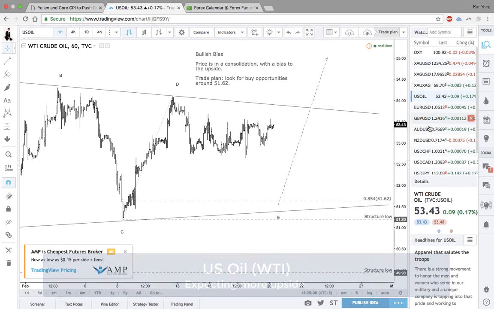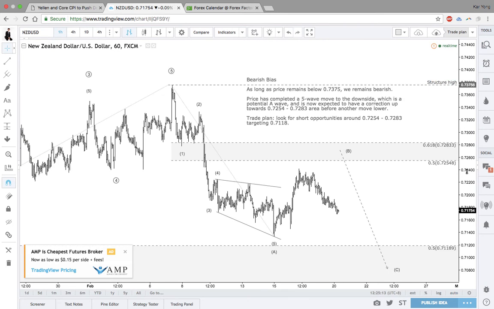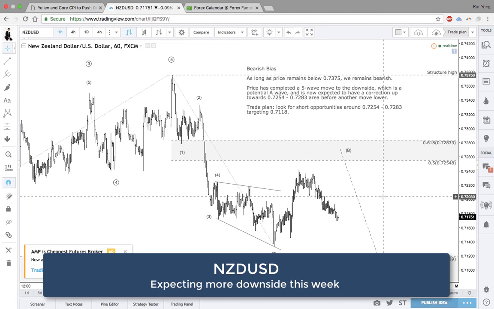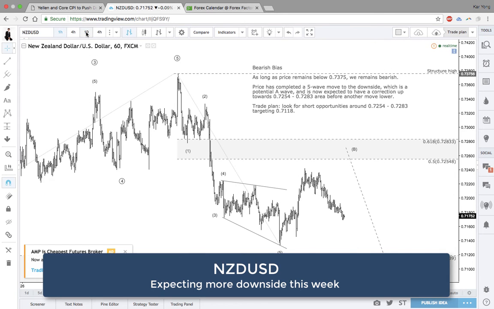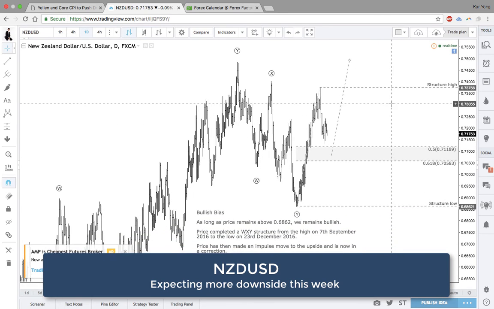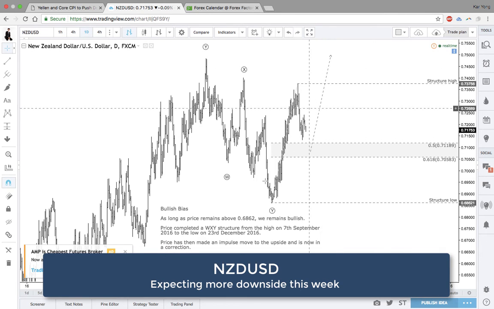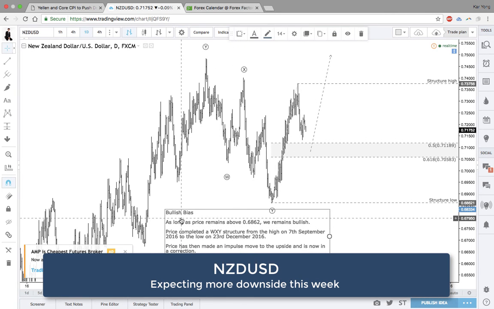Another decent opportunity to share with you is on Kiwi dollar. This one we shared two weeks ago from a bearish perspective. On the daily time frame, overall it's still bearish. We expect price to tag this area. It hasn't touched this area on the daily, so on a lower time frame we still expect a move lower. But once price tags this area between 0.7058 to 0.7118, we expect a move higher from there. On a higher time frame basis, on the daily we have a bullish bias.